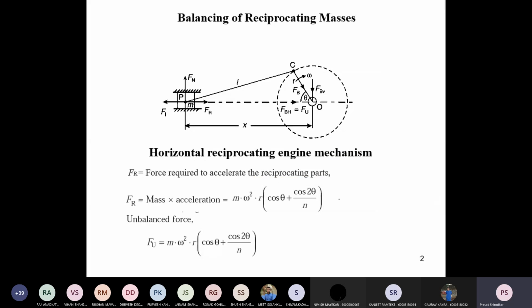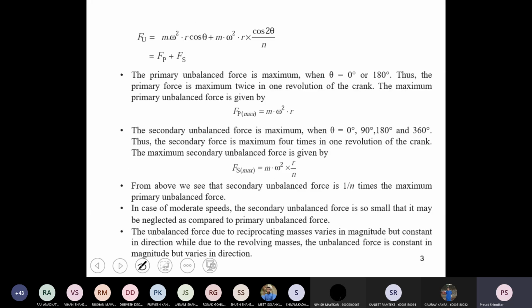This we have already derived in your kinematics of machinery course. That is mass into acceleration, and acceleration is given as omega square r into cos theta plus cos 2 theta by n. That is by Taylor expansion. So only the first two terms of the Taylor expansion are considered, and so the unbalanced force becomes m omega square r into cos theta plus cos 2 theta by n. And this equation can be compartmentalized into two parts. The first part is the primary unbalanced force, and the second part is the secondary unbalanced force.